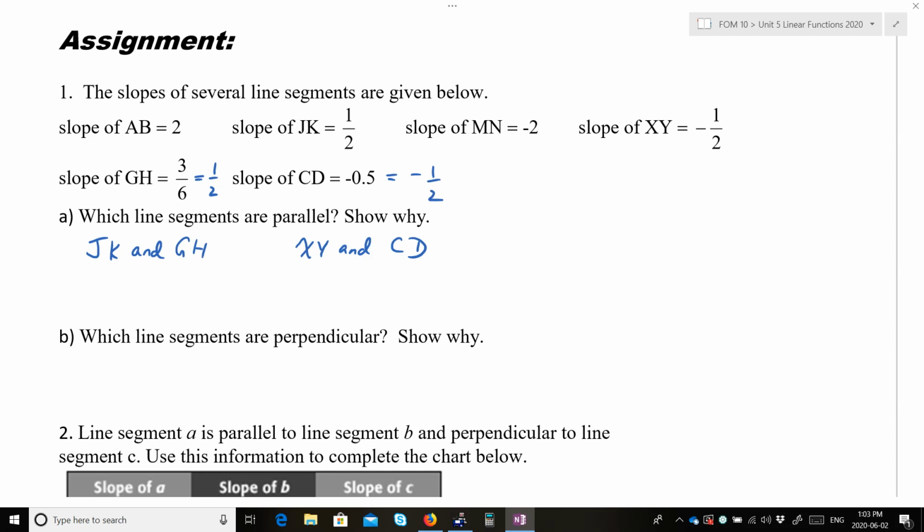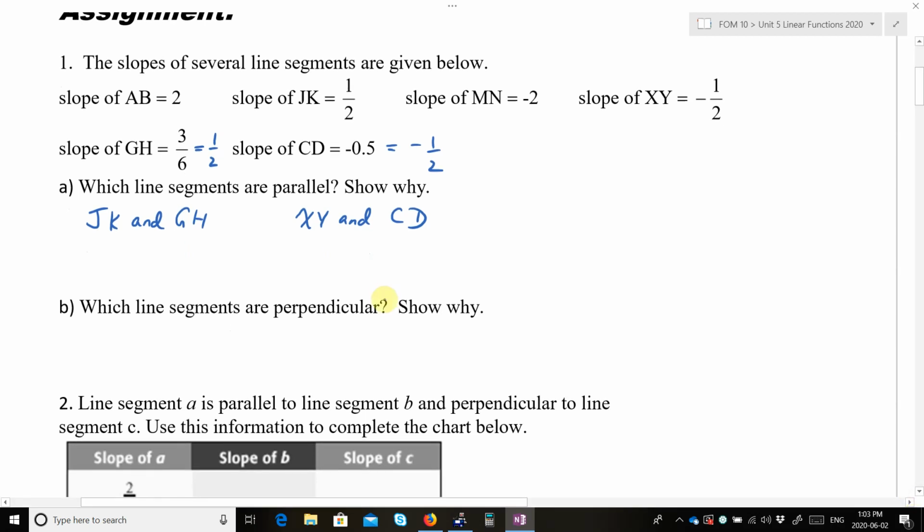And in part B, which line segments are perpendicular? Perpendicular slopes are opposite reciprocals. So they have opposite signs. One is positive, one is negative, and they are like the flip of each other, flipped fractions. So this 2 over 1, if you flip that to 1 over 2 and make it negative, these two slopes are negative reciprocals. So AB is perpendicular to CD.